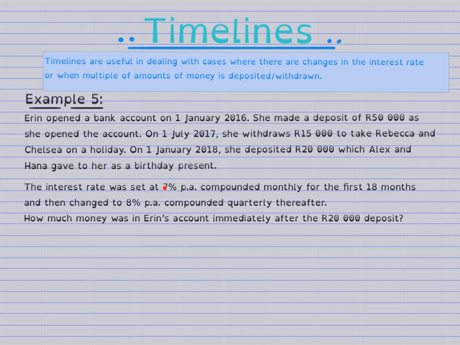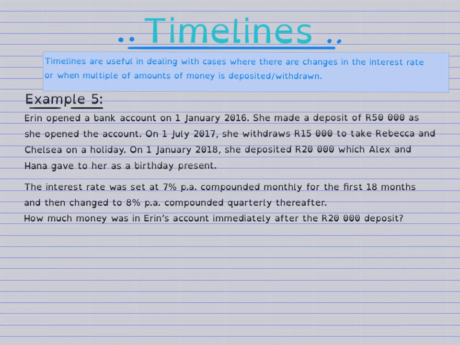The interest rate was 7% initially, right? Compounded monthly for the first 18 months, and then changed to 8% compounded quarterly. So my compounding period changes and the percentage. How much money was in Erin's account immediately after the 20,000 deposit?